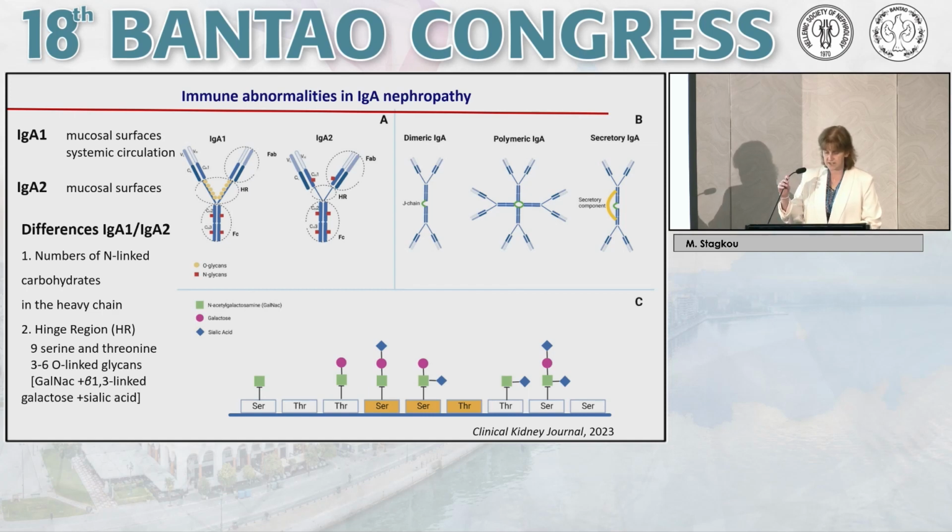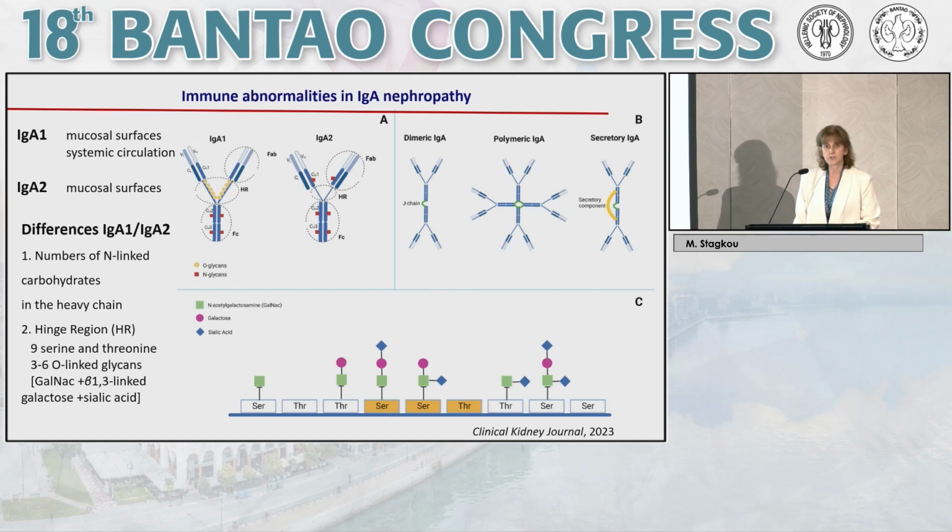IgA is the predominant antibody subtype in external secretions and plays a very important role in mucosal immunity. In humans, IgA exists in two subclasses: IgA1, which is found in both mucosal surfaces and systemic circulation, and IgA2, which is mostly limited to the mucosal surfaces.